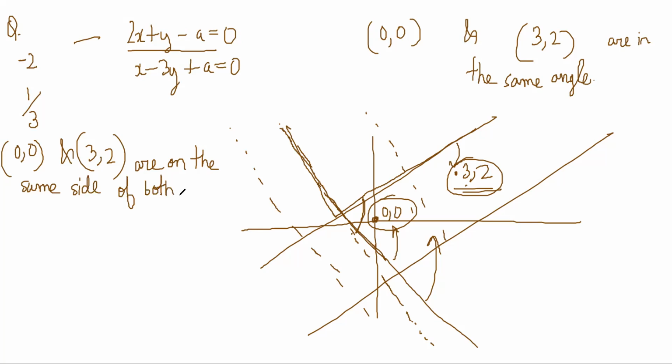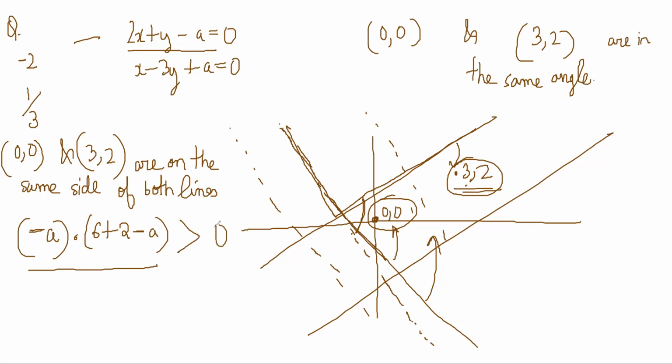That means if you put 0, 0 in this line, what do you get? Minus a. And if you put 3 comma 2 in this line, you get 6 plus 2 minus a, right? So this sign has to be positive. That means they are on the same side. Both are positive or both are negative, right? See, for this line or this line, both are on the same side, no?